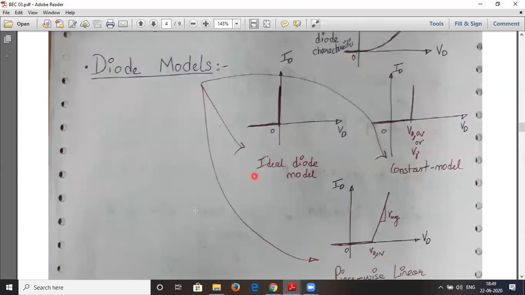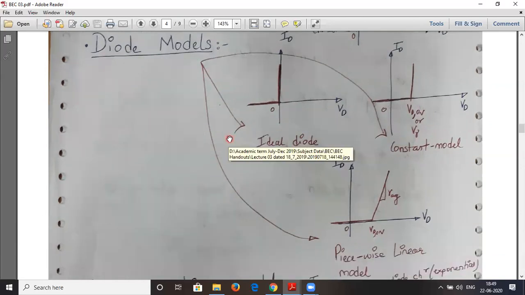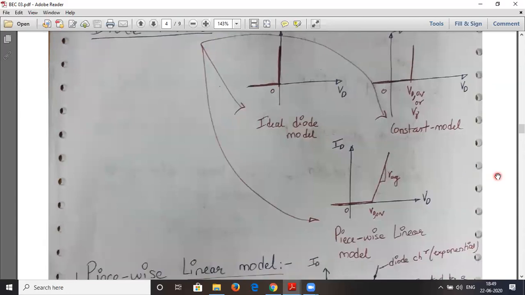Next is the constant voltage model, and the last one is the ideal diode model. So these are the three models which are extremely accurate. Now we'll see them one by one.